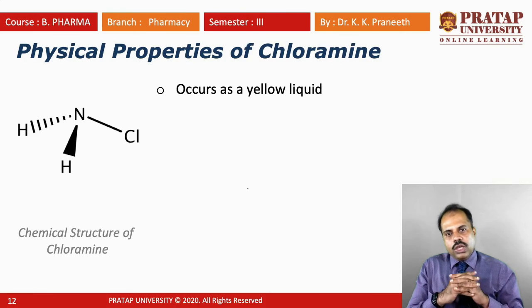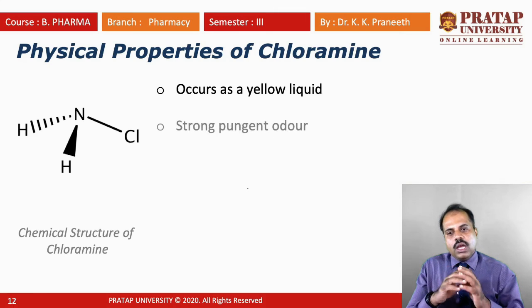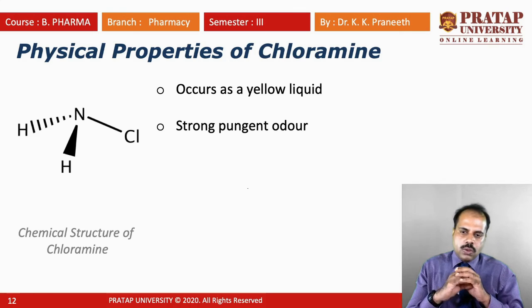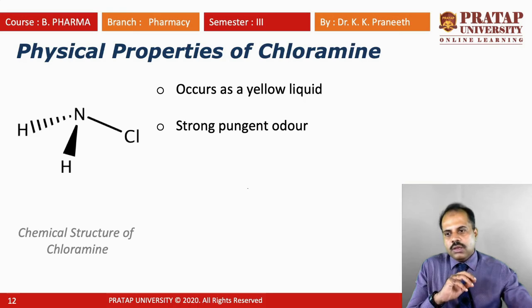Importantly, it is a yellow liquid. This chloramine is available as a yellow liquid, and it has a very strong pungent odor. All the amines have a very bad smell, so this is not an exception. This also has a very strong pungent, nasty odor.